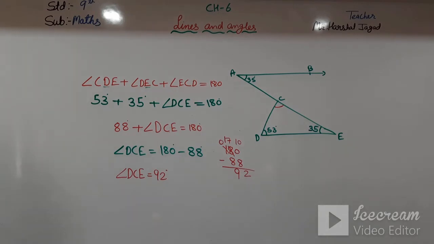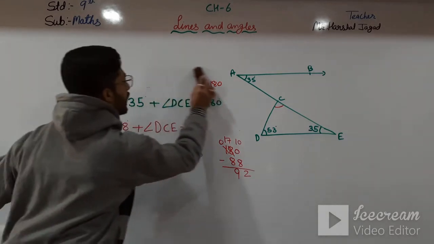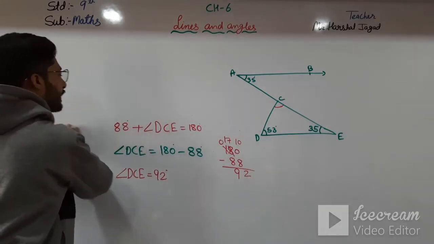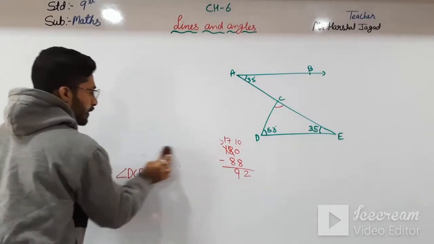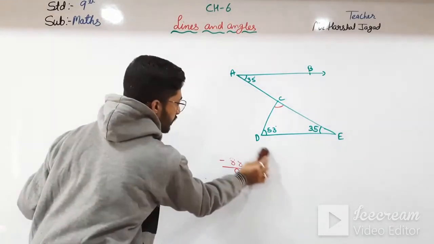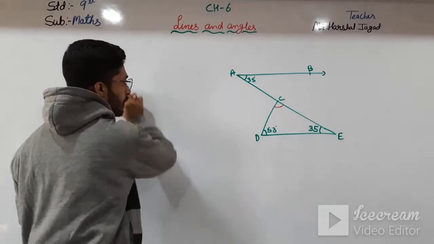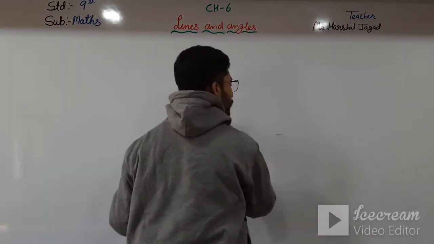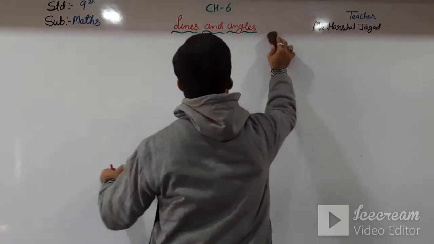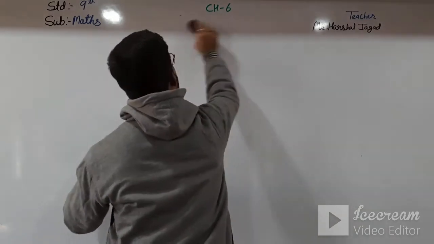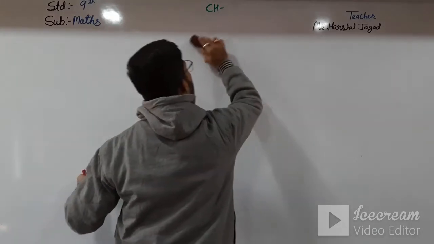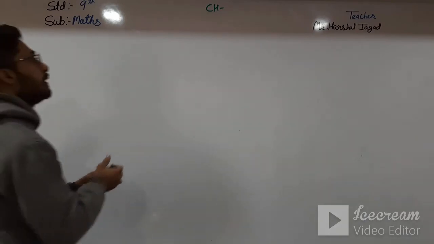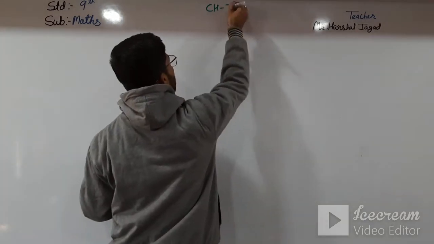Okay, have you written this, students? And now we are moving forward. Here we have completed this chapter and we will move further with a new chapter, which is chapter number 7, triangles.